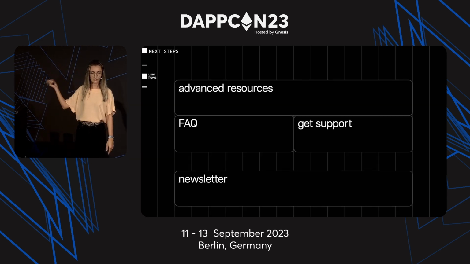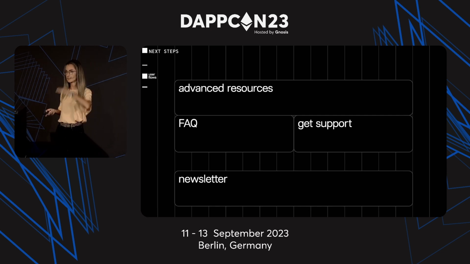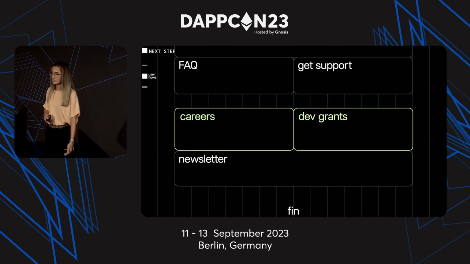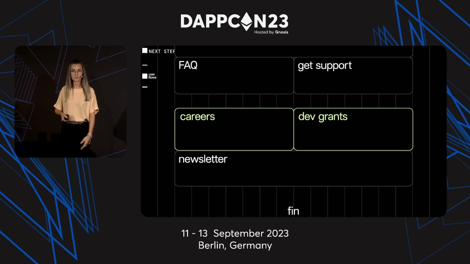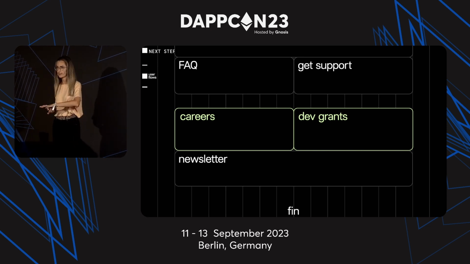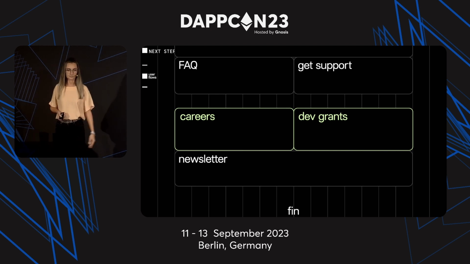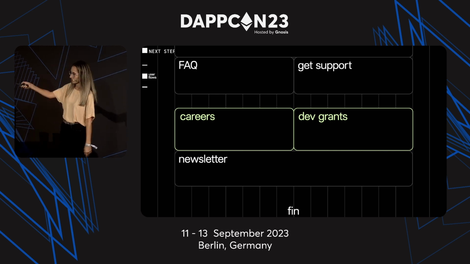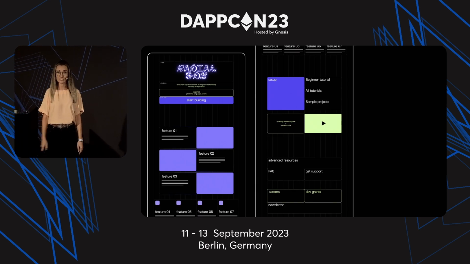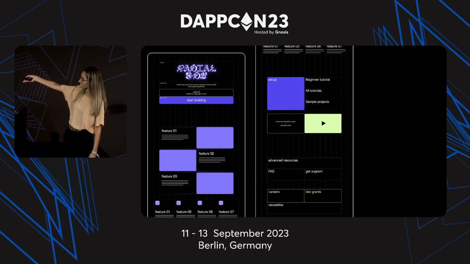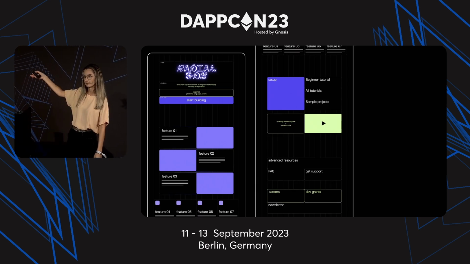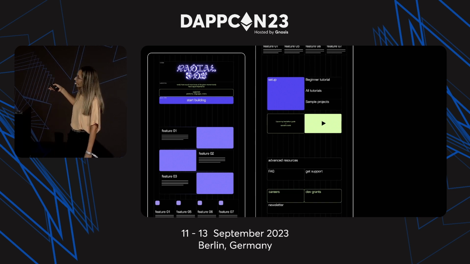The structure: first advanced resources, frequently asked questions, get support, and the newsletter separately because it doesn't relate to learning about the current state. And, well, because we can, that's the best place to put careers and dev grants in this section. The end of the page. To sum up, that's the whole structure. It's not very big. It will make it work a little bit.